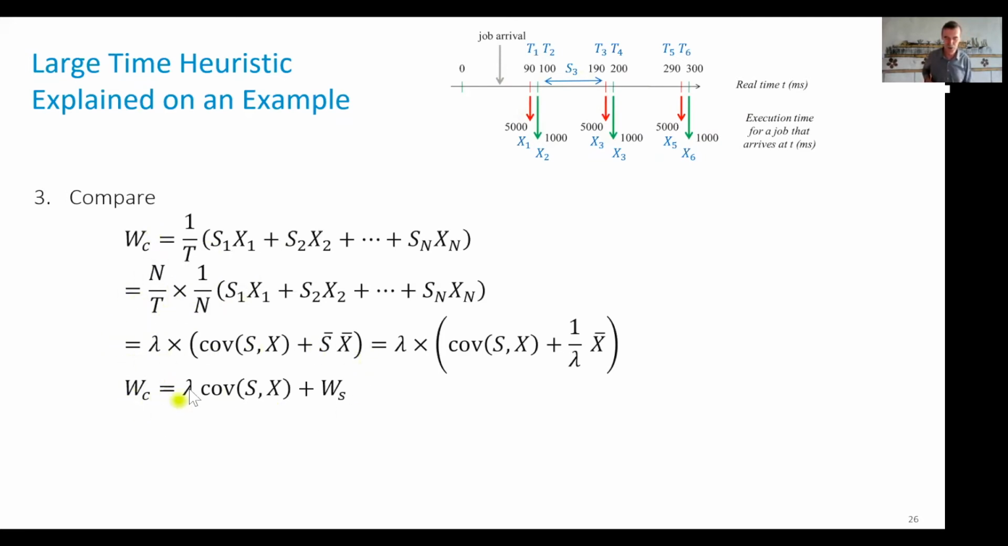WC is given by WS, the system estimate, plus a term here, which is lambda times the covariance of S and X. So we find in particular that if S and X would be independent, so it means if the interval in which you fall is independent of which job execution time you will experience, if those two things are independent, then the covariance is zero, and the two viewpoints are the same.